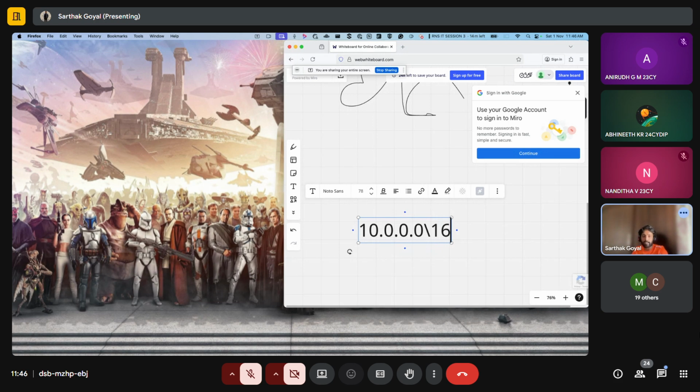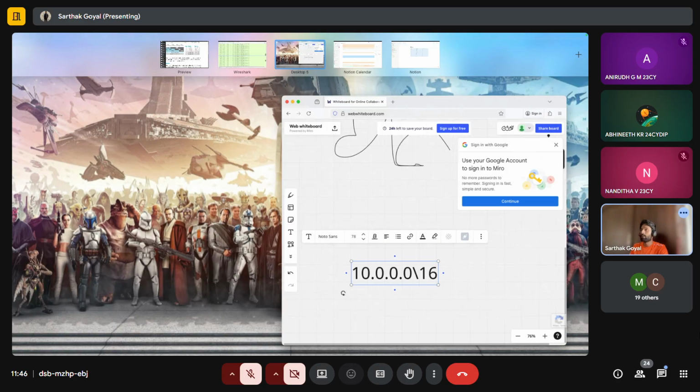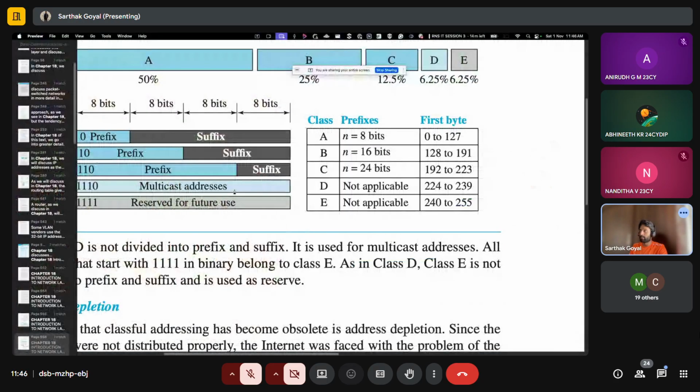Two to the power 16. 32 minus 16? 16, right? So whatever is the prefix length, you do 2 to the power n. N is nothing but the prefix length. Okay.